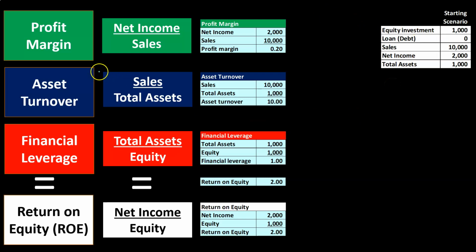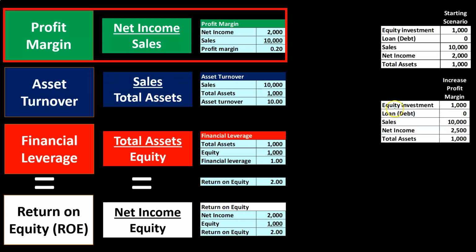Now let's change one of our items. Let's first change the profit margin. So let's figure our change to the profit margin. How could we change the profit margin? Well, let's say that net income goes up to 2,500 even though we have the same amount of sales. How could that happen? How could net income go up, bottom line of the income statement, when sales hasn't gone up? Because we're more efficient, we have less expenses, right?